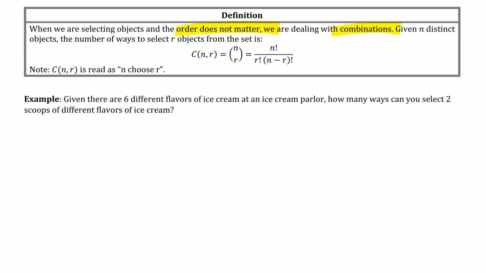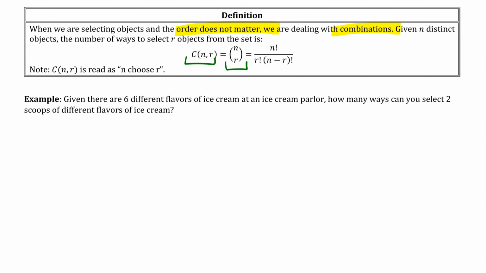N choose r is how we say it. Sometimes we see it written like this and sometimes like this. They both mean the same thing, and you can calculate them both using your calculator. This is the formula to use by hand: n factorial divided by r factorial times n minus r factorial. So this is when order does not matter.